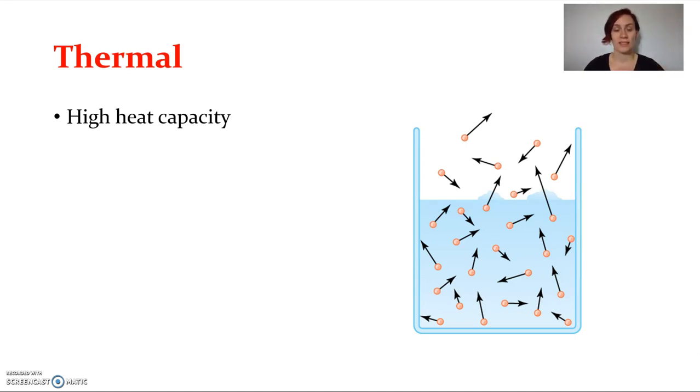What that does is it means it's quite a stable temperature. It's hard to change. It takes a lot of energy to heat that water up or cool it down. So that's actually good for biological organisms, because it means that if you live in water, that water is going to be generally quite a stable temperature.